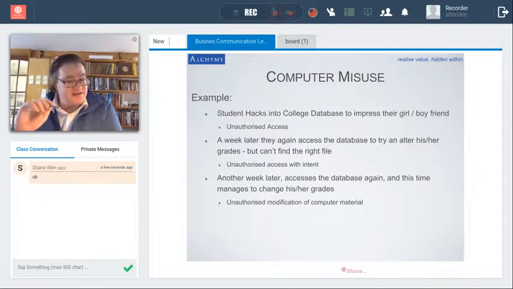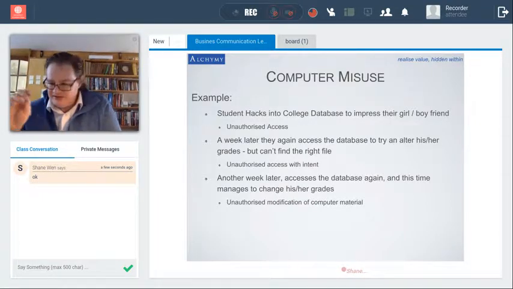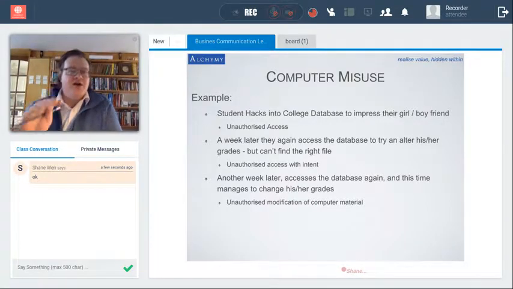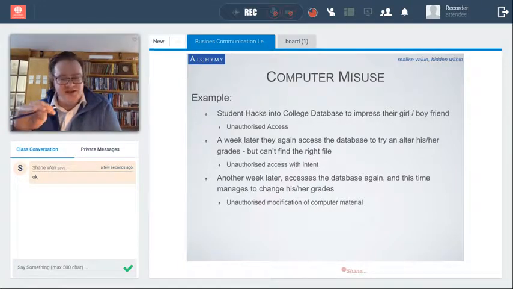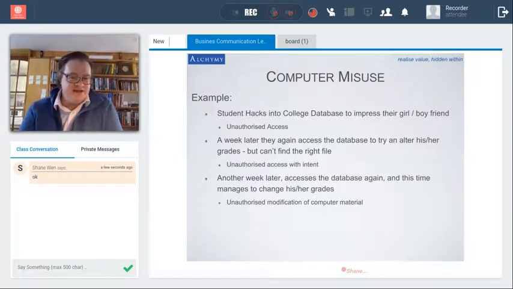And this also applies to viruses. So it doesn't have to be just about grades or about business information. This is also how they capture viruses and malware and stuff. Those sort of activities are prosecuted under this act. So that's computer misuse. It's an aggressive form of interference in the data.